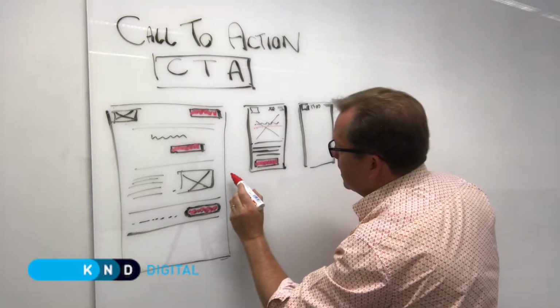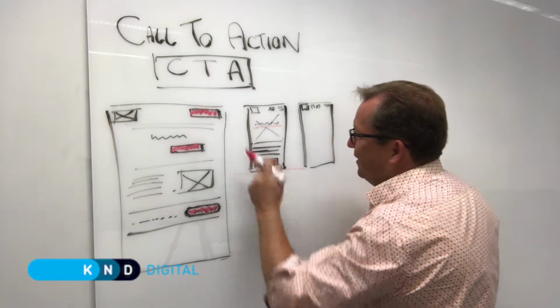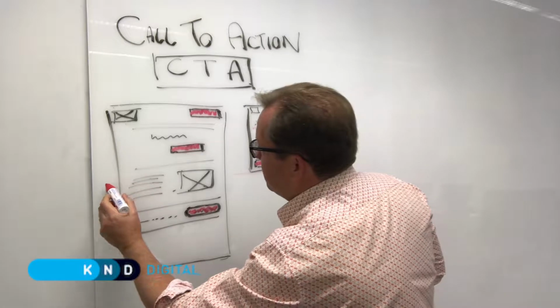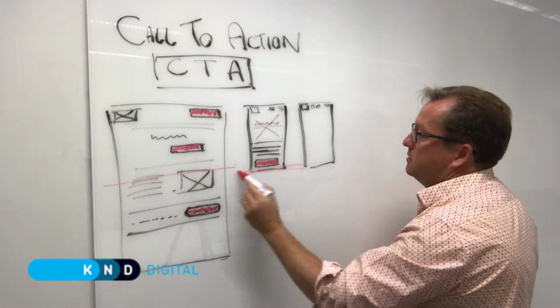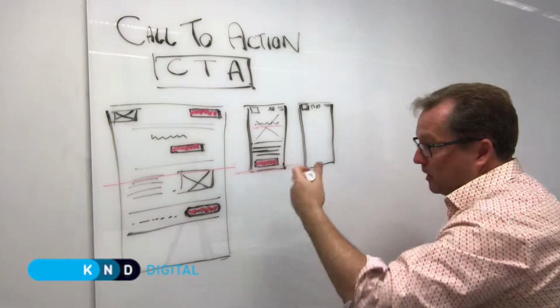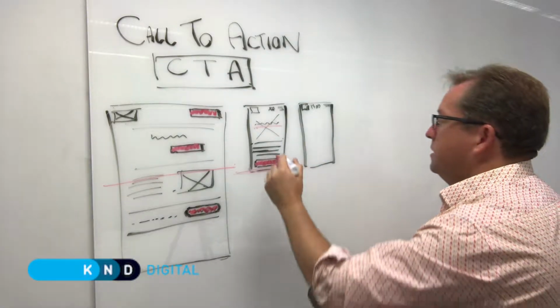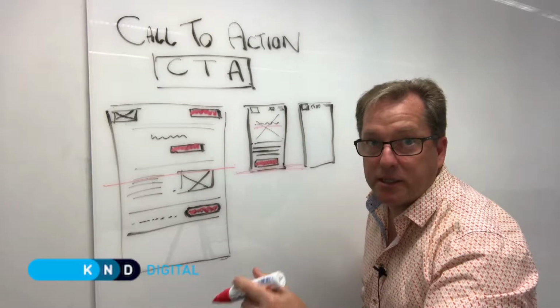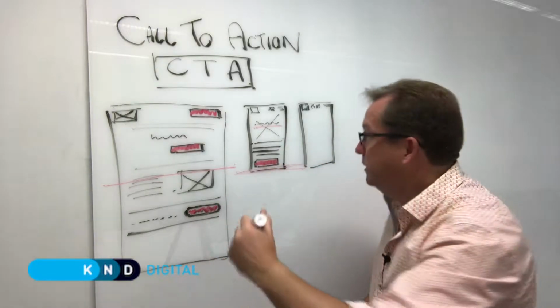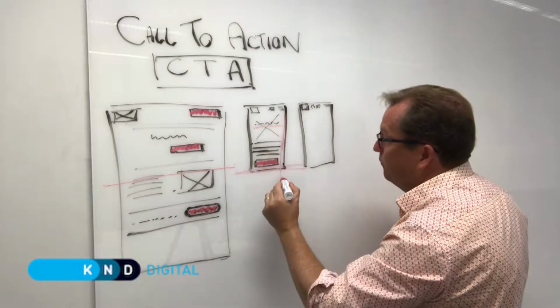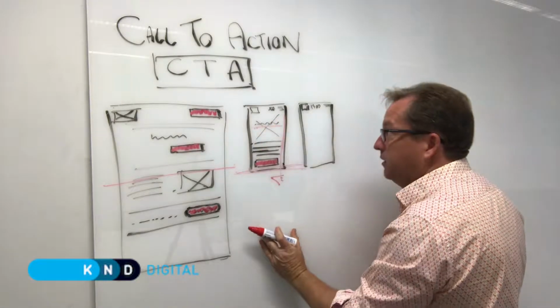So fold line is that imaginary line of scroll. On your desktop, that might be about here. On a mobile, that's the end of your screen. You can't see any more, but you actually want people to scroll. So it's important that your call to action actually is above the fold, visible on the page. You don't want this image to be full down the page and you can't see anything on here.